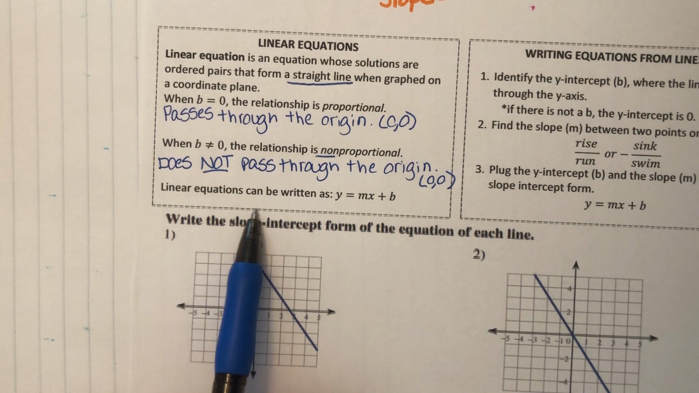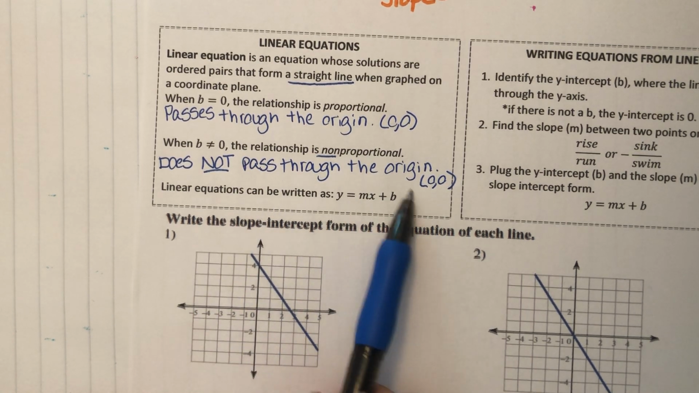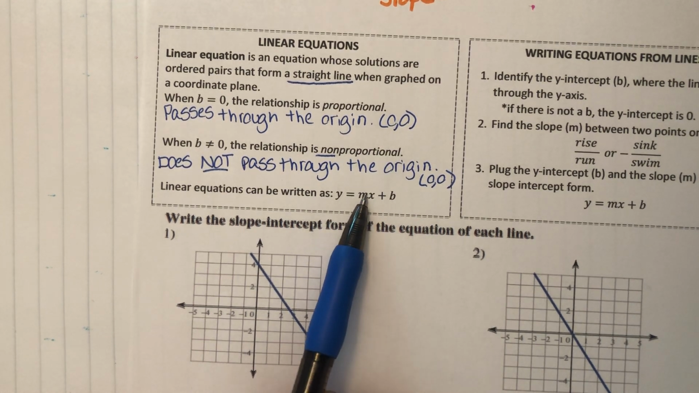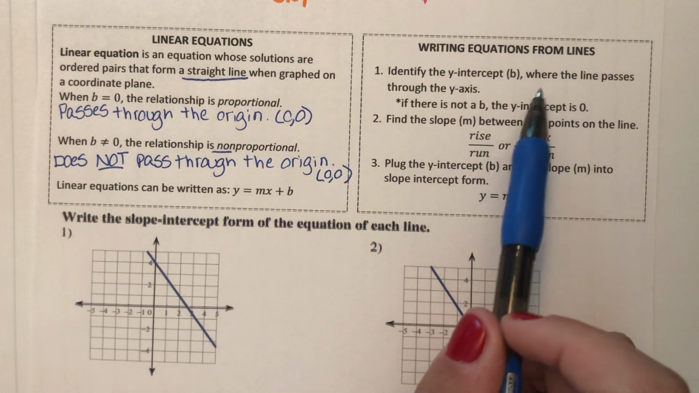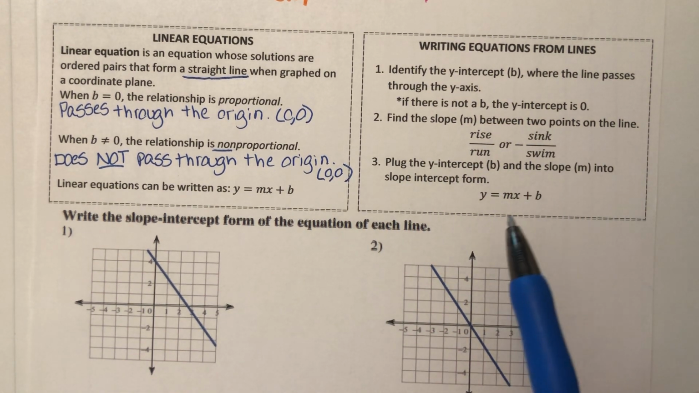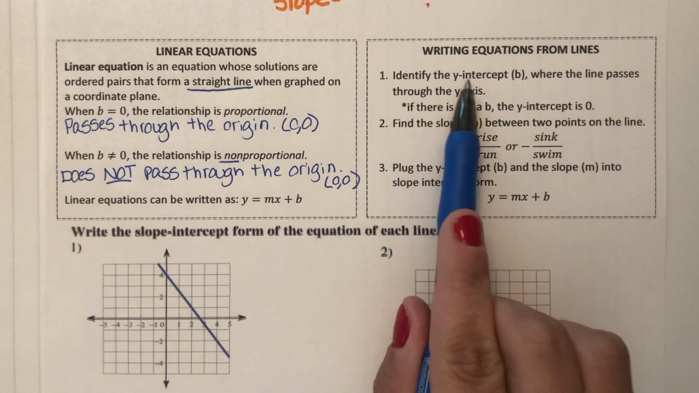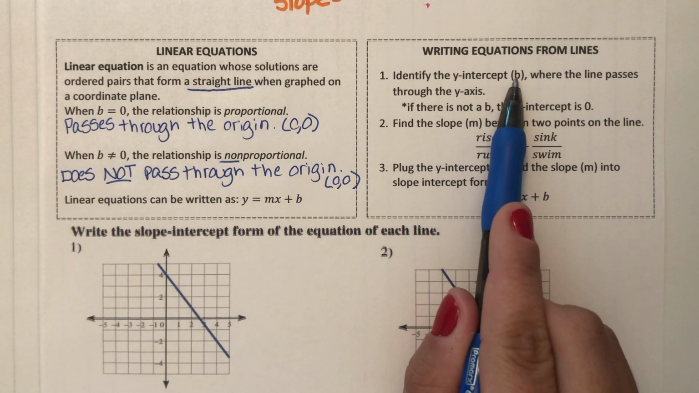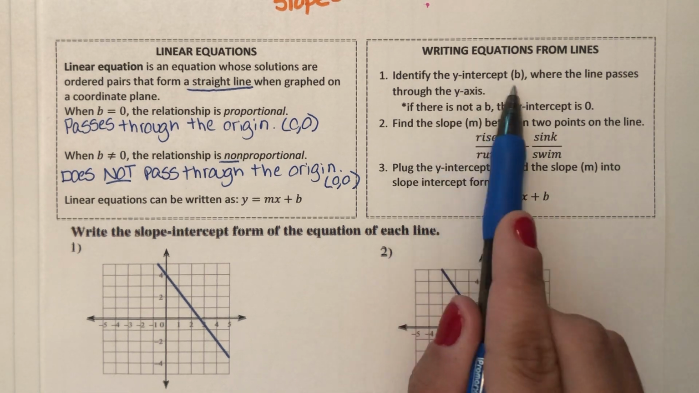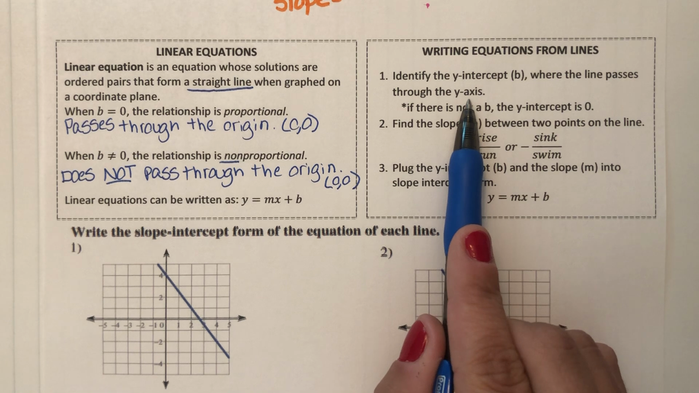Linear equations can be written as y equals mx plus b. So this is one way to write a linear equation. Today we're going to learn how to write an equation from a line on a graph. There are 3 steps we are going to follow. First, we need to identify what the y-intercept is. So we're identifying what b is. Remember, b stands for our y-intercept. That's where the line passes through the y-axis.